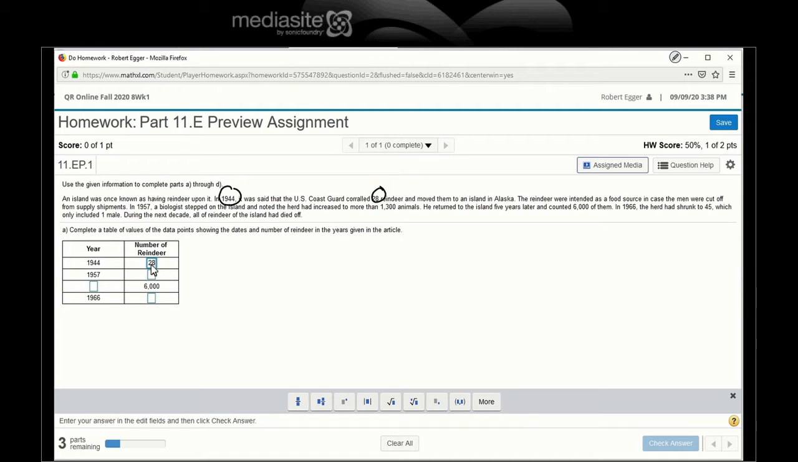The reindeer were intended as a food source in case the men were cut off from supply shipments. Now, in 1957, a biologist stepped on the island and noted the herd had increased to more than 1,300 animals. He returned 5 years later, 5 years after 1957, plus 5 for 1962, and counted 6,000 of them. How do you count 6,000 animals?